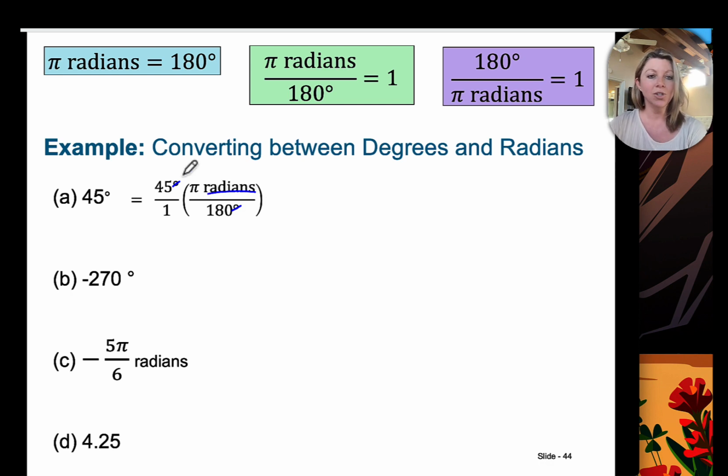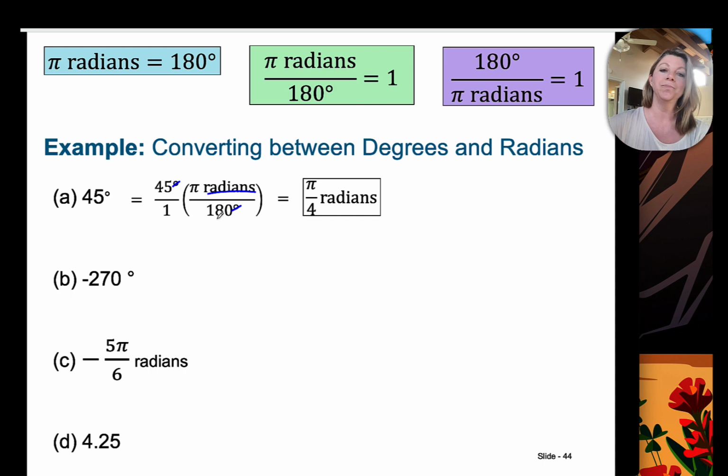So now we just need to do 45 times pi, divided by 180, and we'll get our value of pi over 4, and we have the requested units, which is radians. All right, pause this video and try part B.